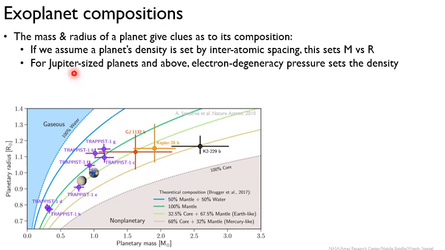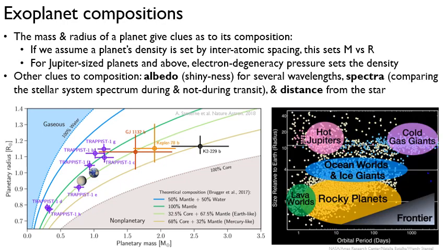For the larger planets like Jupiter size and above, it's actually the electron degeneracy pressure that we learned about in the Introduction to Stellar Remnants lecture that sets the density, and that's why these planets' radii more or less don't depend on the mass, or very, very weakly. And again, that kind of matches our theoretical predictions, which is pretty cool. We have other clues to the composition of planets, so we can see how shiny they are in different wavelengths. That's called the albedo. That's going to tell you something about the composition.